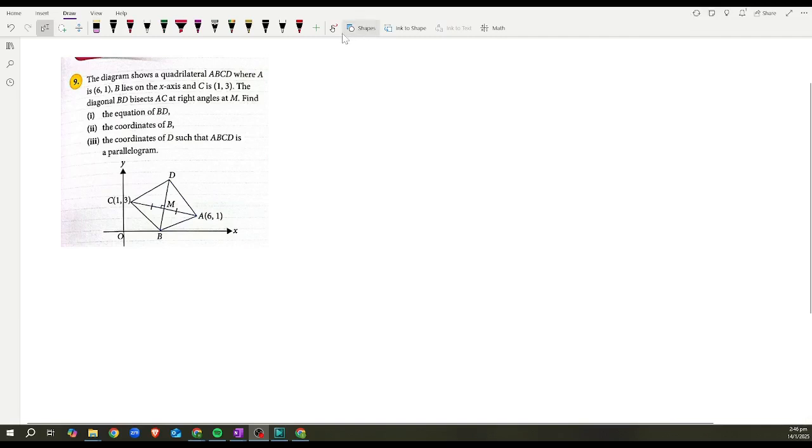For this question, you need to be familiar with linear equations, midpoint theorem, and how perpendicular gradients are related. Okay, so the question states that ABCD is a quadrilateral, B lies on the x-axis, and that the diagonal BD bisects AC at right angles at M. So BD and AC are perpendicular lines. You need to find the equation of BD.